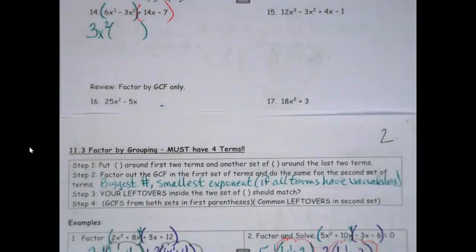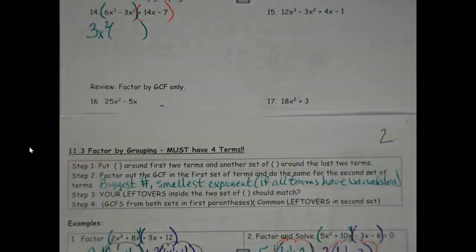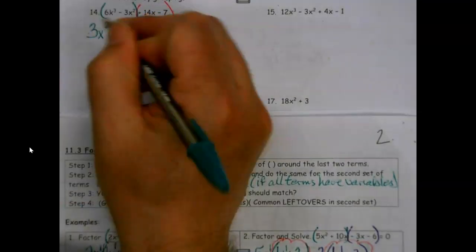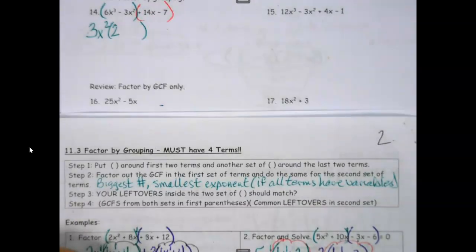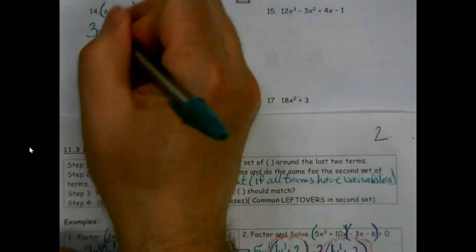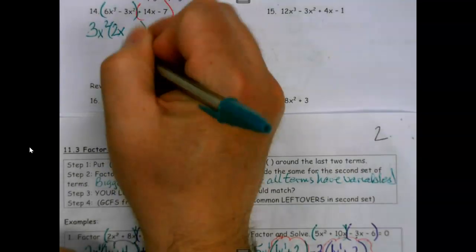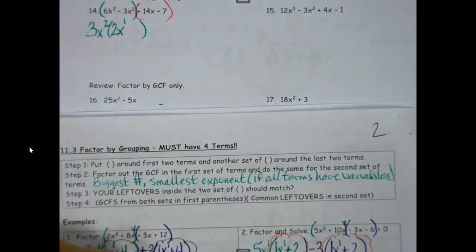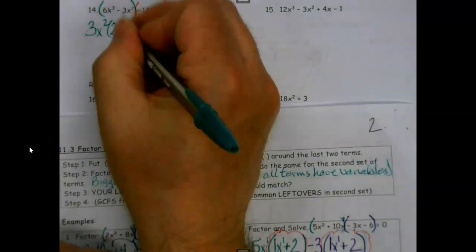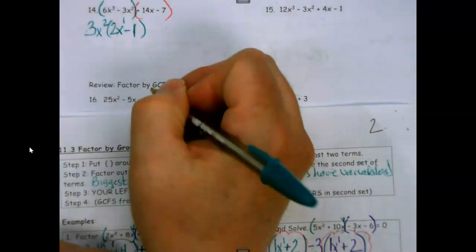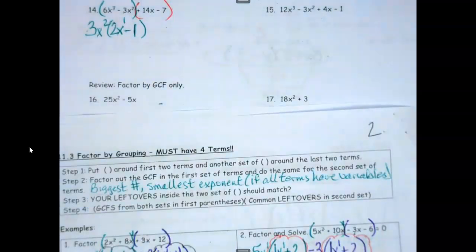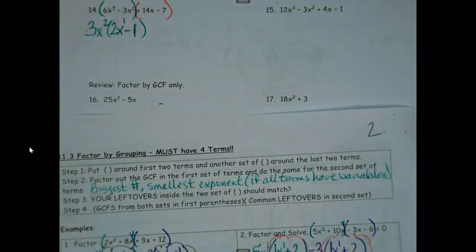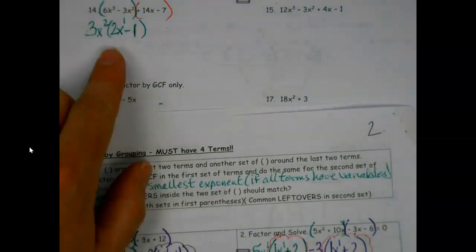Once we've got that, we're dividing. Divide the bigs. 6 divided by 3 is 2. Subtract the littles. 3 minus 2 is 1. You can put the 1 there if you want to. Negative 3 divided by 3 is negative 1. 2 minus 2 is 0. No more x's. Just the minus 1. So that's the first part.